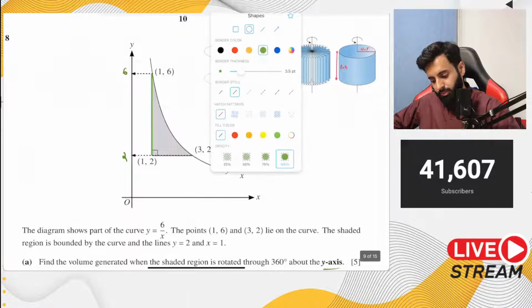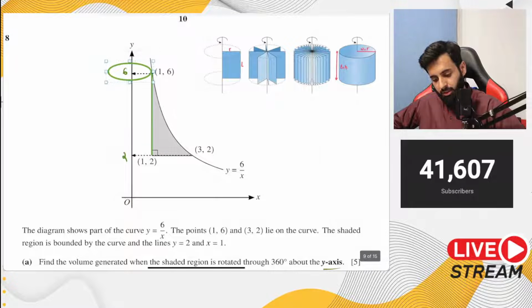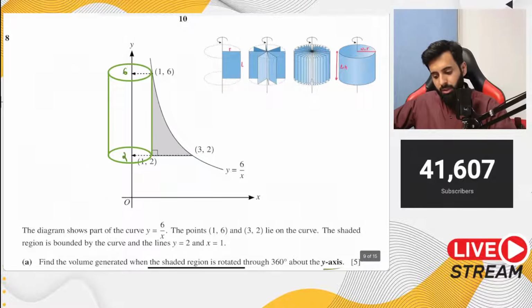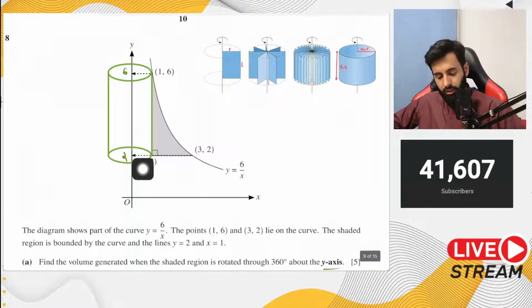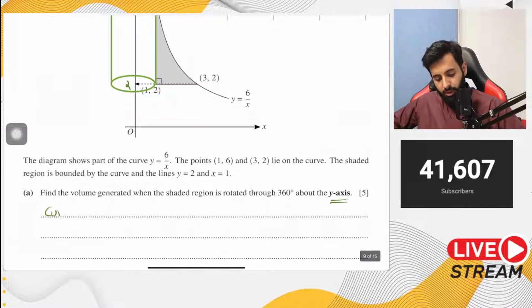Let me show you. So the cylinder that will be formed will look something like this. Yeah, there you go. Okay, so this is what you will get when the line is rotated. So what you need to find out is only the volume of the shaded region. Okay, so theoretically here's what we're going to do. We're going to find out the volume that is generated when the curve is rotated, and from it we need to subtract the volume that is generated when the line is rotated.